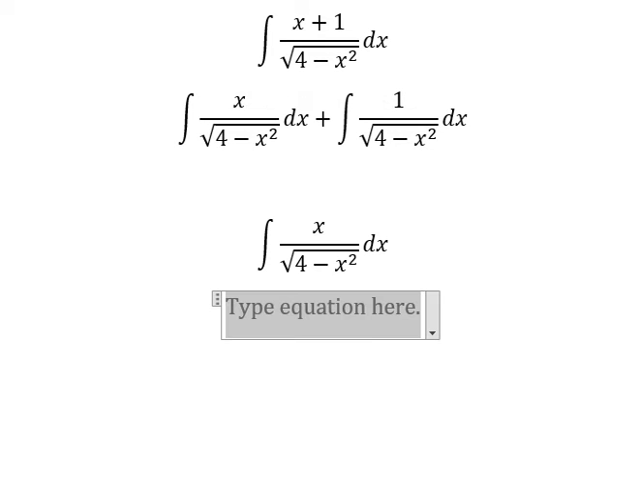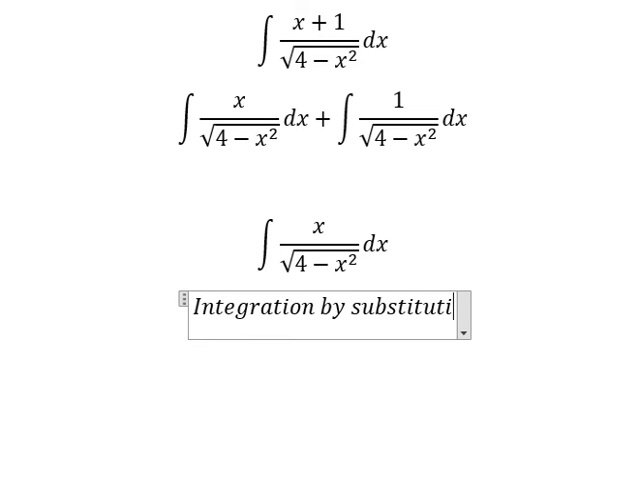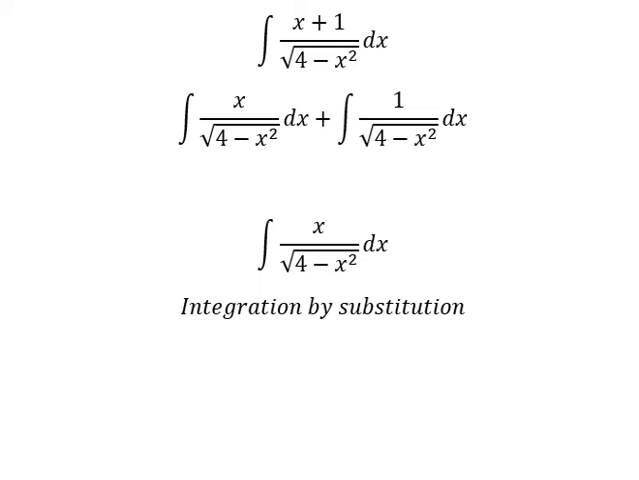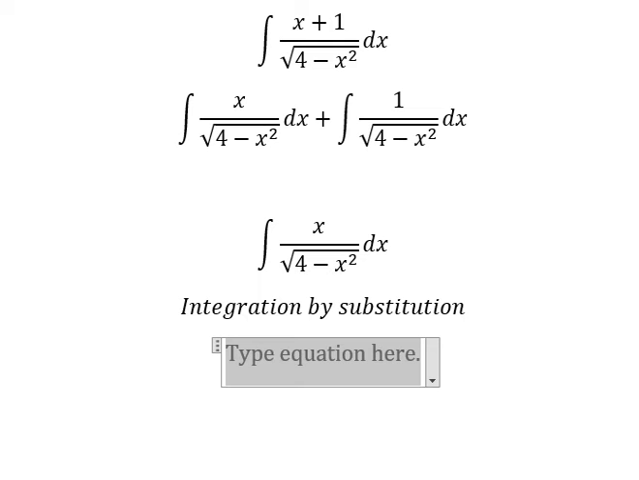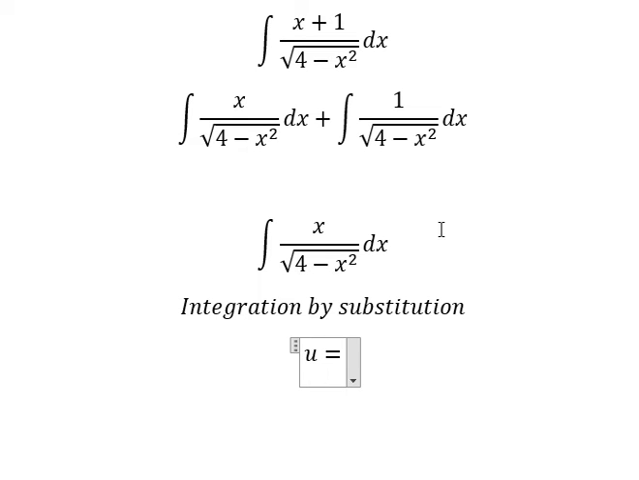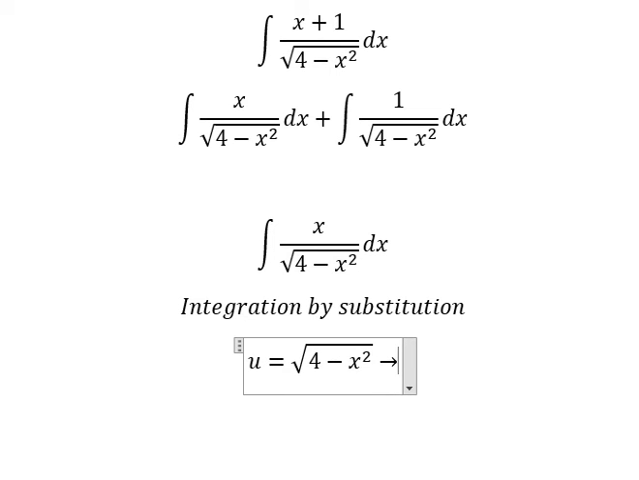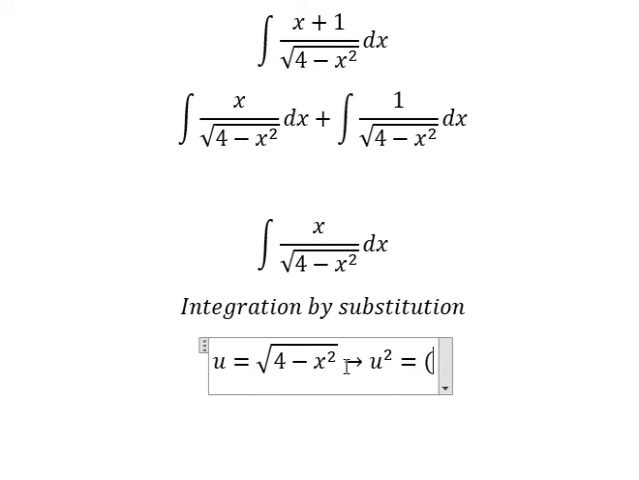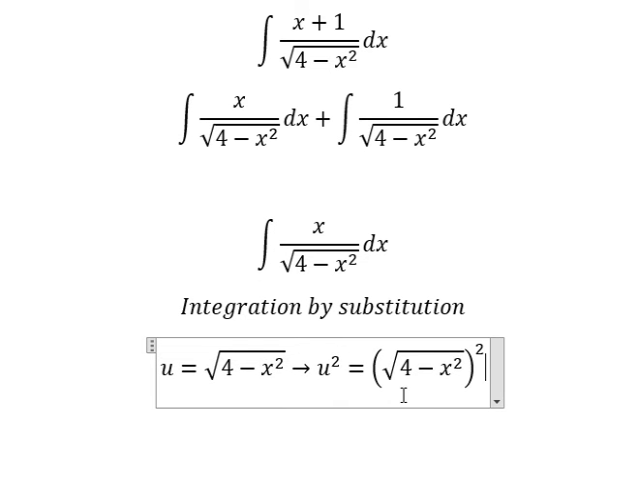We need to use integration by substitution. So, I need to put u equals this one. Later, we square both sides to cancel the square root.